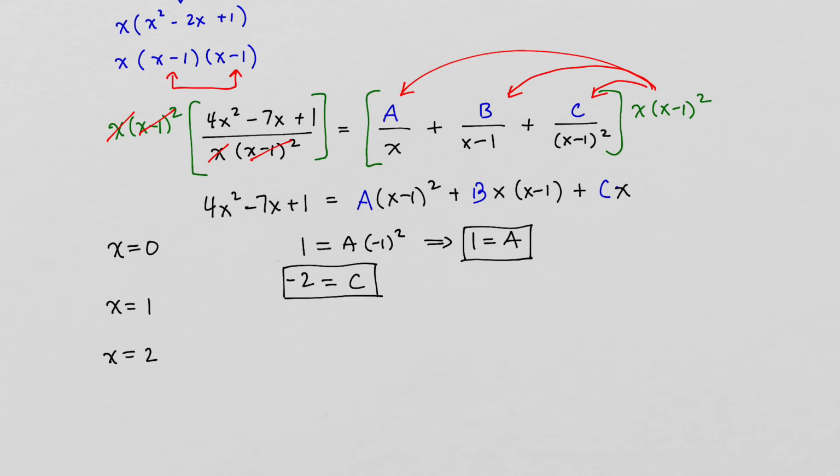If I plug in 2 on the left-hand side, we get 4 times 2 squared minus 7 times 2 plus 1. And if I plug in 2 on the right side, first of all, we know a is 1 now, so we can put 1 in for a. And if I plug in x equals 2, we get 1 times (2 minus 1) squared. Now, we don't know what b is. That's what we're trying to find out. So b stays b, but x is 2, so we get b times (2 minus 1).